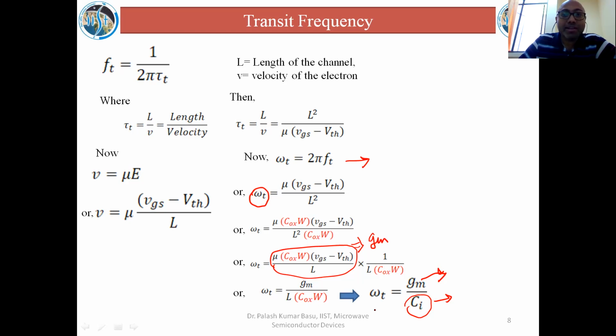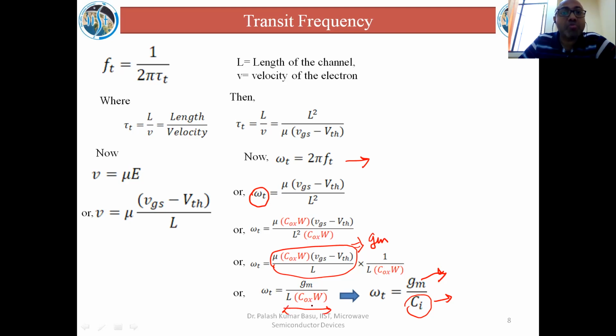But here you can see Ci is Cox into W into L. The oxide capacitor Cox always wants to have a high value. Why? Because if you make it a high value, you will have very good gate control. The capacitor value has to be very, very high. We'll see. But here, to operate at a frequency of, suppose, 100 gigahertz or more, you need this whole unit to be very low.